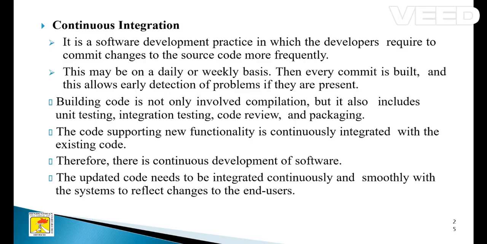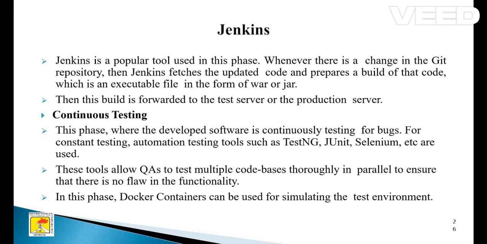Then the updated code needs to be integrated continuously and smoothly with the system to reflect the changes to the end users. This is the whole process of the DevOps lifecycle. Next, we are going to see the process of Jenkins. Jenkins is a popular tool and it is used in the phases wherever there is a change in the Git repository.